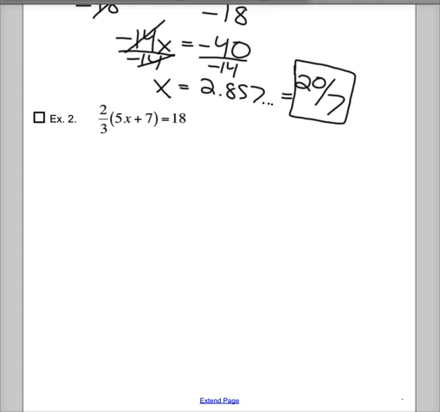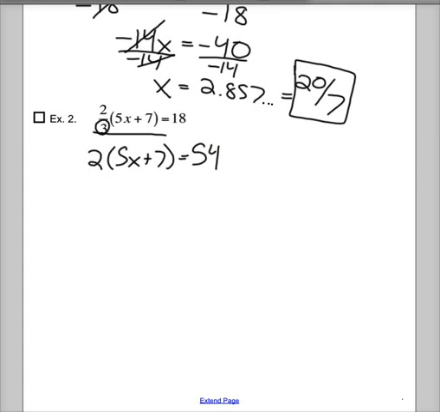Notice, this whole side of the equation is multiplied by that 2/3. So what I'm going to do, I'm going to do the opposite of that. See how this 3 is basically dividing the whole side of the equation? I'm going to multiply both sides of the equation by 3. So I'll still have the 2 over here with the 5x plus 7, but I'm multiplying the 3 over because it was encompassing that whole side of the equation.